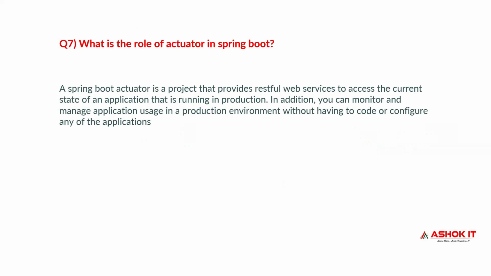So in Spring Boot, the Spring Boot Actuator is the project that provides RESTful web services to access the current state of the application that is running in production. In addition, you can monitor and manage the application usage in the production environment without having to code or configure any applications. Let's move to the next question now.